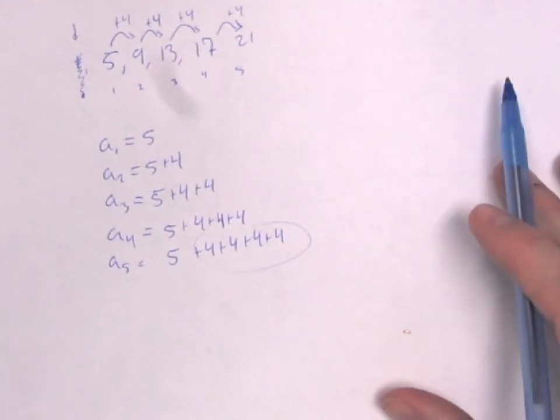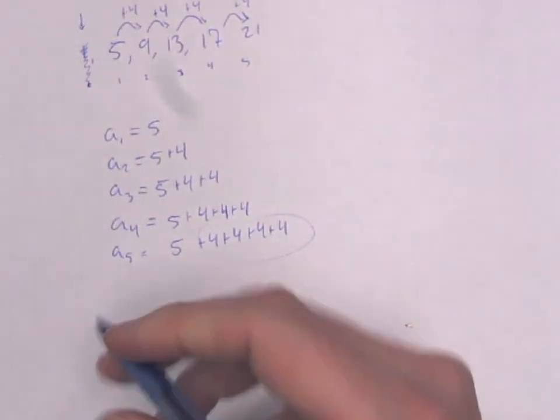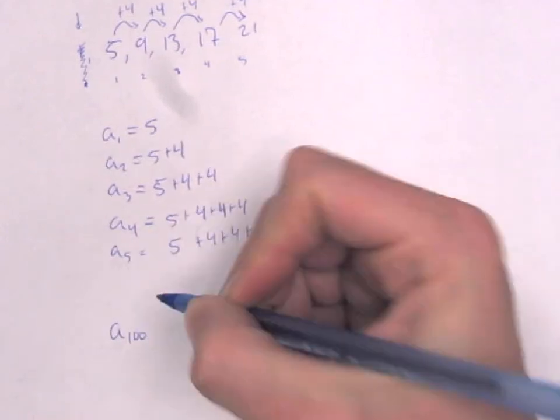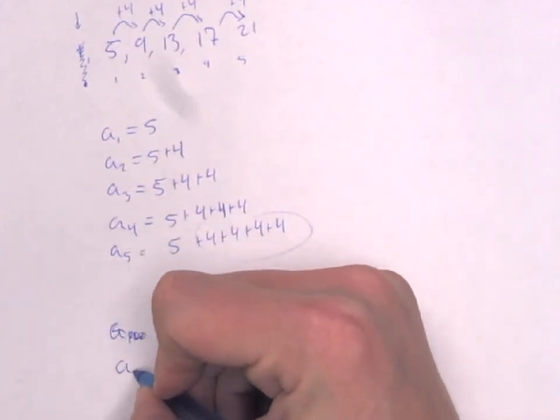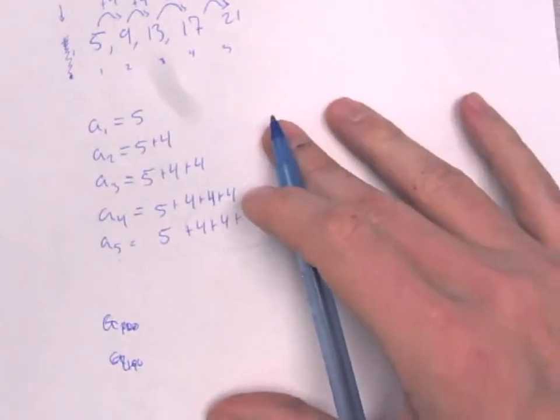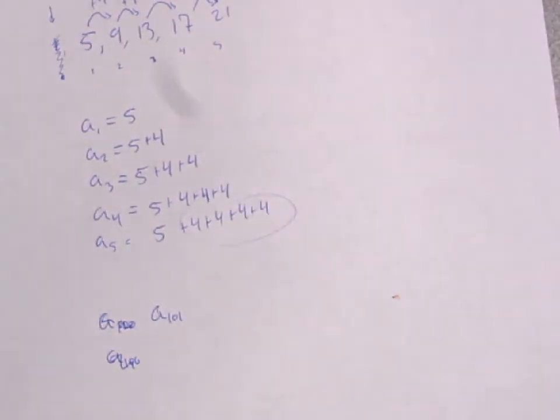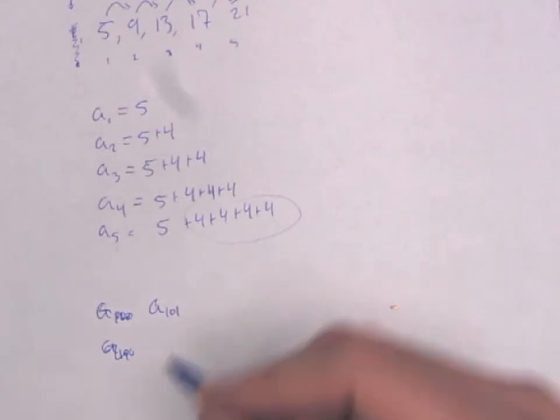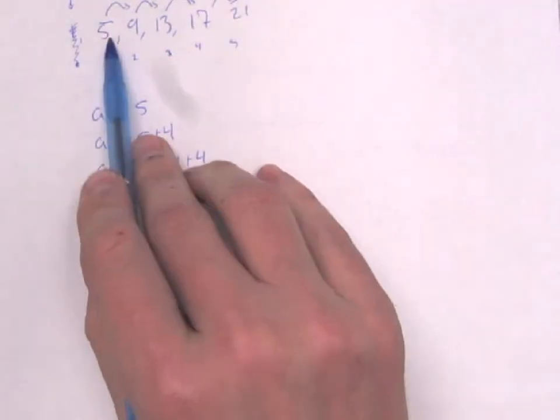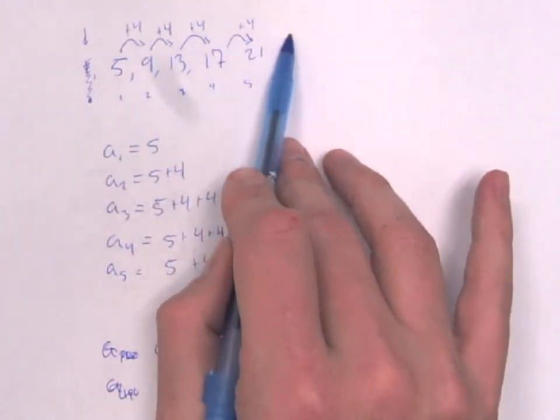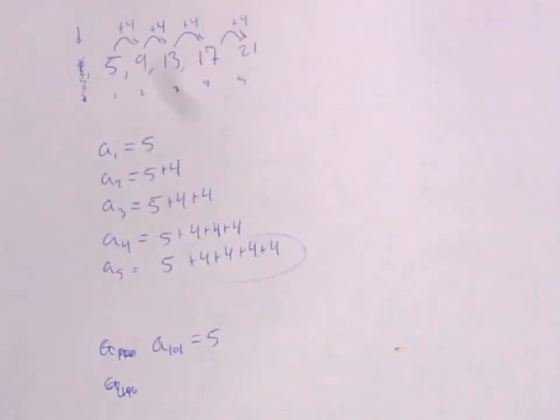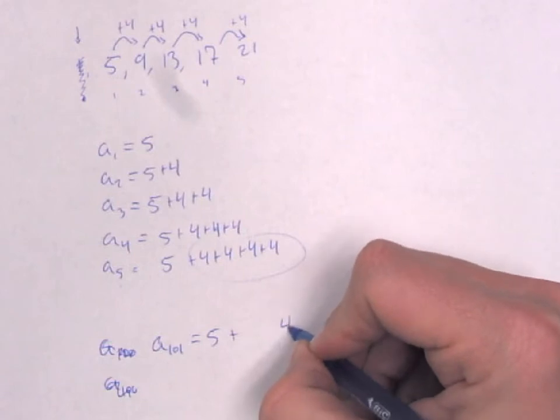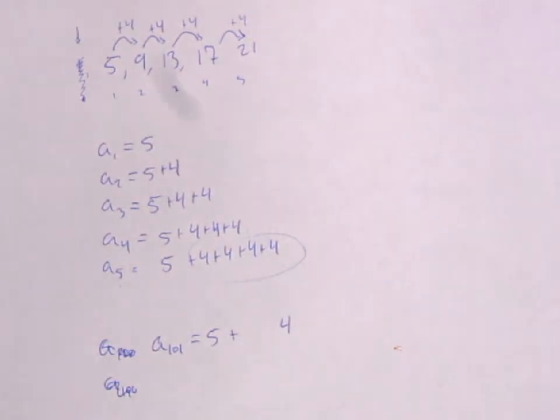So if you think about it for a second, what about A sub 101? Sorry, I did it again. Okay, A101. There we go. If we want the 101st term, what would you do? Well, you have to start with 5, right? And then you'd add 4, add 4, add 4, and so on. But how many times would you add 4? You would add 4 one less time than this number, right? So you would add that 4 100 times.